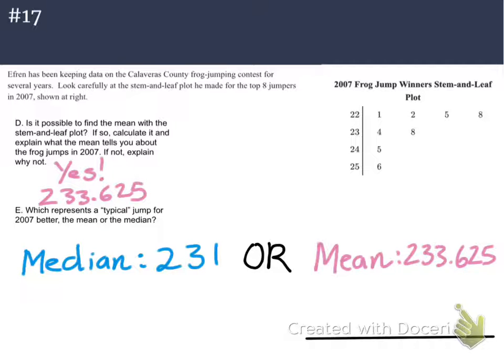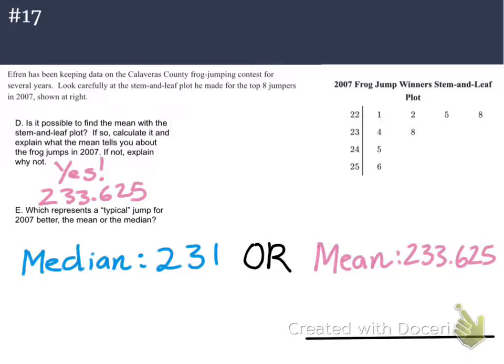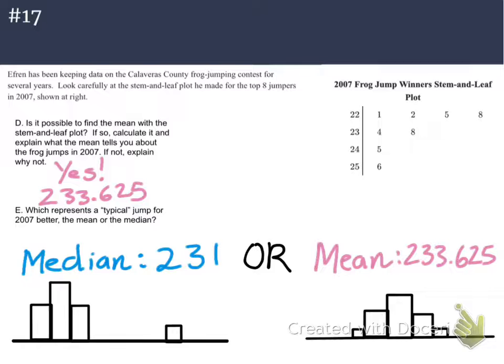So if you're thinking of your stem and leaf plot turned on its side, how would you describe the distribution? Is it balanced and symmetrical, or is it skewed and have outliers? That would tell you which one to use. Remember, the mean is great to use when your data is symmetrical or balanced. In other words, it looks like that. The median, on the other hand, is great when you have an outlier because it's resistant to that outlier. It's not affected as much as the mean.